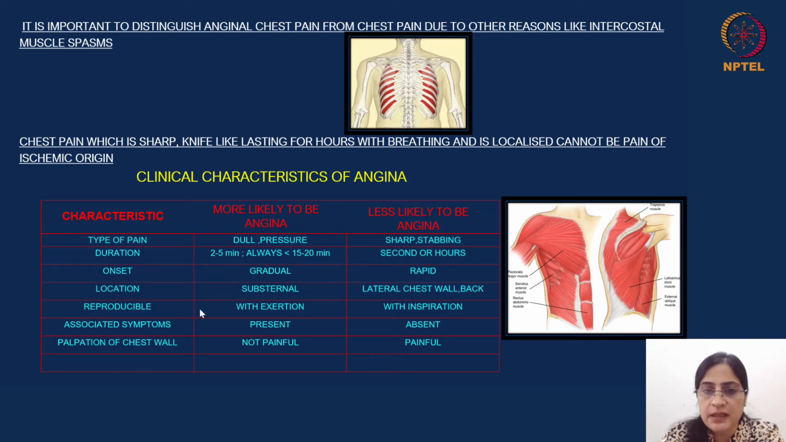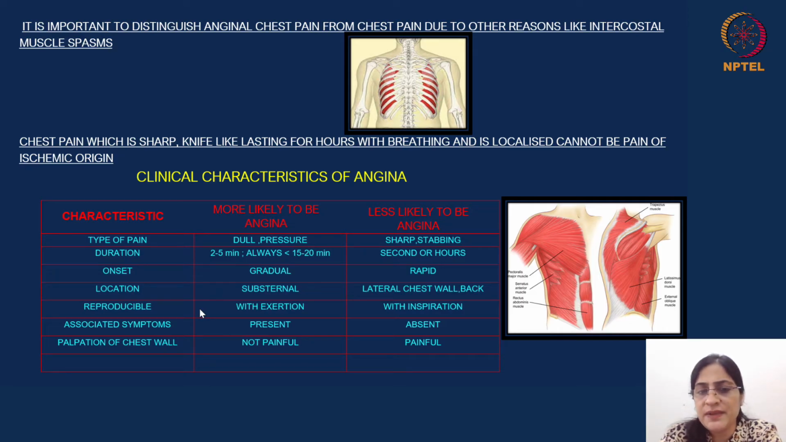The pain would be dull and pressure kind of feeling in angina, and the pain which is sharp and stabbing is less likely to be angina. The duration of pain which is 2 to 5 minutes and always less than 15 to 20 minutes can be an angina, but the duration of pain which is seconds or going for hours together is less likely to be angina. The onset of anginal pain is gradual rather than rapid. The location is substernal rather than lateral chest wall or back.